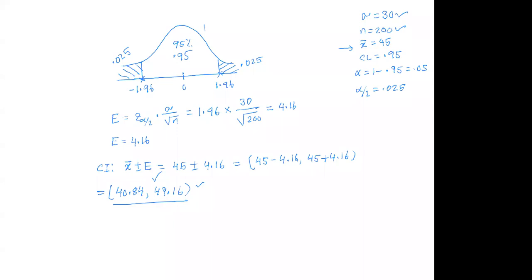And 95% confidence level means if you were to create many confidence intervals like this using sample size 200, about 95% of those confidence intervals will include the population mean, and about 5% of those intervals may not include the population average. And that is exactly what this confidence level means.